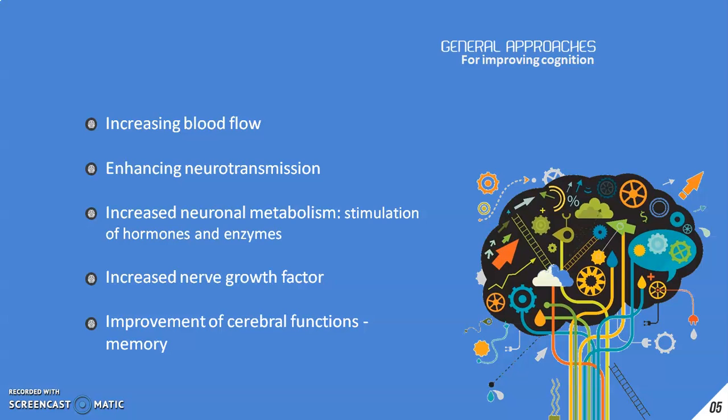So where continuous release of neurotransmitter will happen. Whenever the thoughts come, the neurotransmitter should get released, so that a stronger connection can be seen between the nerves. Some drugs enhance the neurotransmitter, and some drugs increase the blood flow also. Another requirement is increased neurometabolism; stimulation of the hormones and enzymes will happen whenever an increase in metabolism occurs.